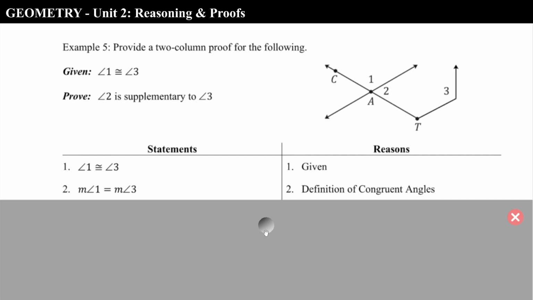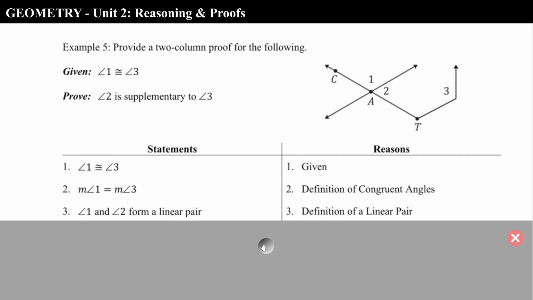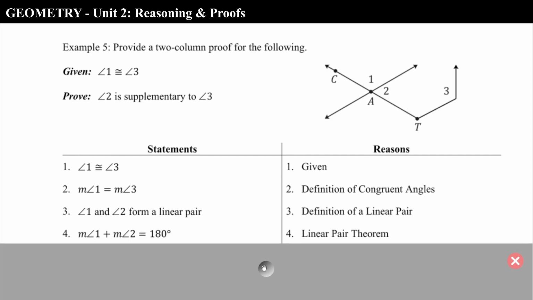So let's take a look at our figure. Well, we know that angle 1 and angle 2 form a linear pair. So we're going to state that as our next statement. Angle 1 and angle 2 form a linear pair, and that's from the definition of a linear pair. Okay, we can observe that right here in the figure. Then we're going to take this and put down what we know from that. Well, we know that the measure of angle 1 plus the measure of angle 2 has to be 180 degrees since they're a linear pair. That comes from the linear pair theorem. The two angles are supplementary.